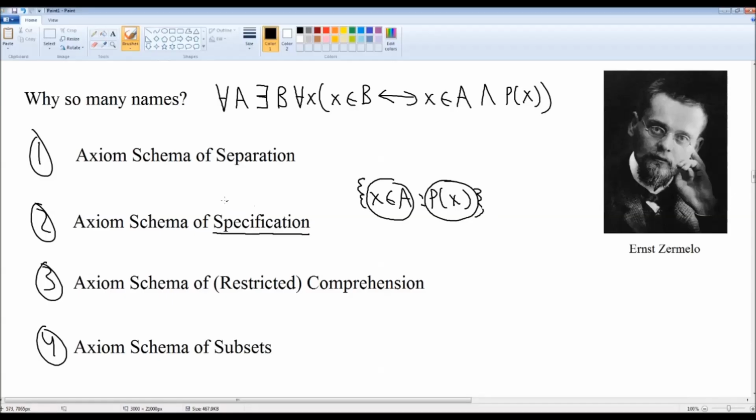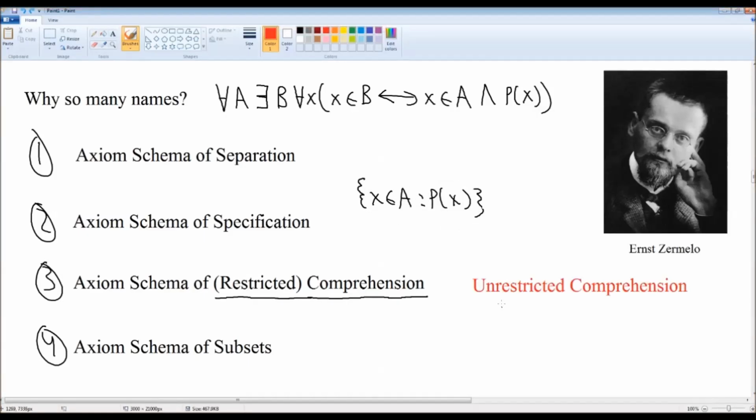I think whoever invented the name specification thought that it would be easier for students than separation. Ironically, the end result seems to have been making things harder for students, because now students have all these different names floating around and they get confused. The least intuitive name is probably comprehension. In Latin, it means something like to seize. So I guess the idea is you have a set A and you're seizing the elements you want.